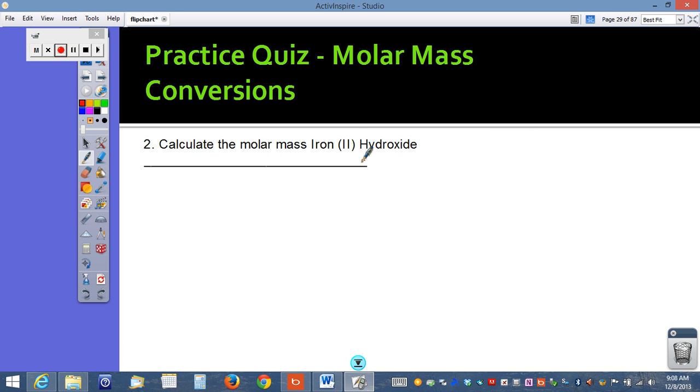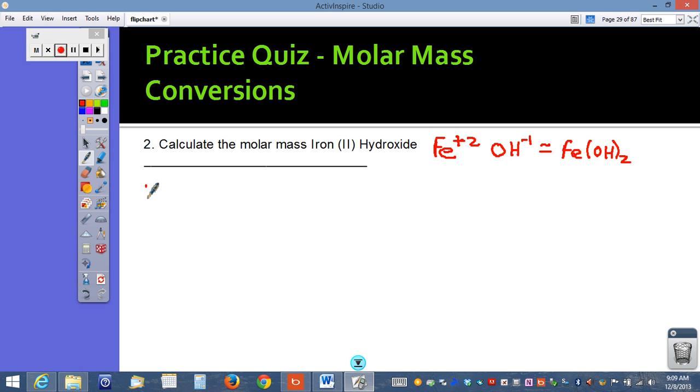Iron 2 hydroxide. In this case, when the Roman numeral is given to you, that is the charge on the atom. So this is an iron plus 2. Hydroxide is a polyatomic ion. You will look that up and see that it is a -1. Similar to the last problem, we want the molecules to always have a grand total of 0 or neutral charge. To make this happen, I will need to have 2 hydroxides. So I have Fe(OH) with the parentheses because it's a polyatomic ion and a 2 subscript.